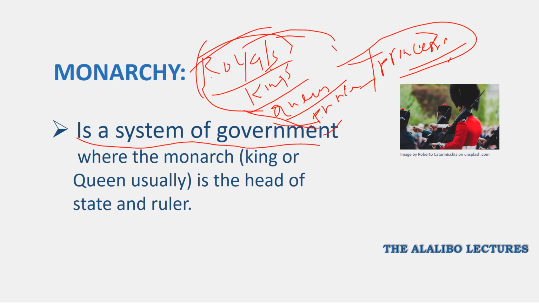It's a system of government where the monarch, king or queen, usually is the head of state and ruler, right? So what does that mean really? Because it means here that the king or the queen is the one with the sovereign power, is the one making rules, is the one leading, is the one that is in charge of affairs of that country.